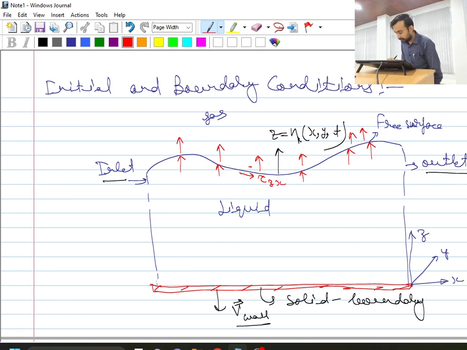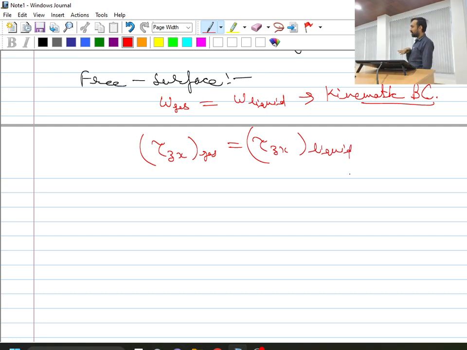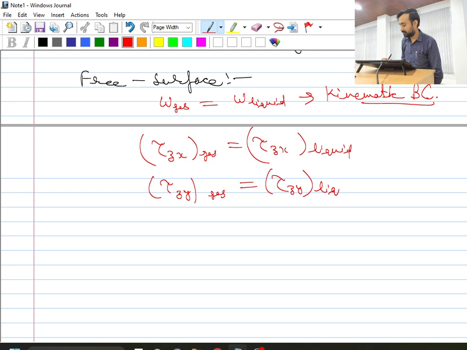Similarly, an equal and opposite amount of shear will be there in the gas part. So I can simply say over here that tau zx in gas will be equal to tau zx in liquid. This is one shear stress, and on the same Z plane the other shear stress will be into the board, that is the y direction. So tau zy in gas has to be equal to tau zy in liquid.